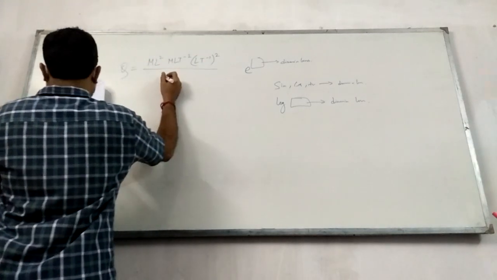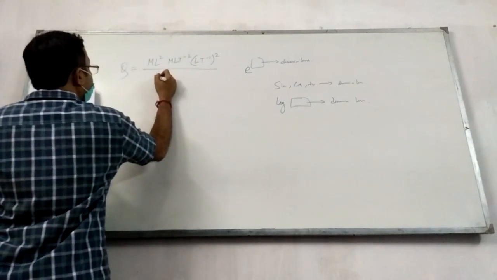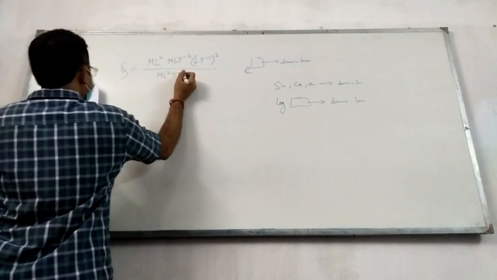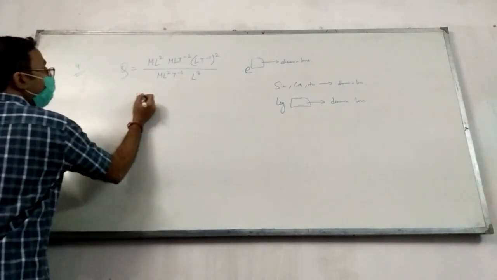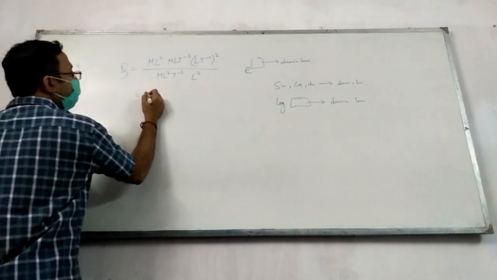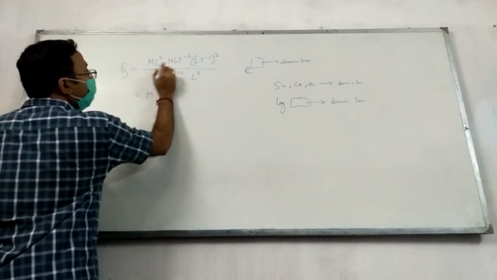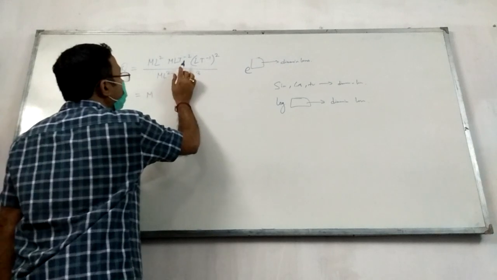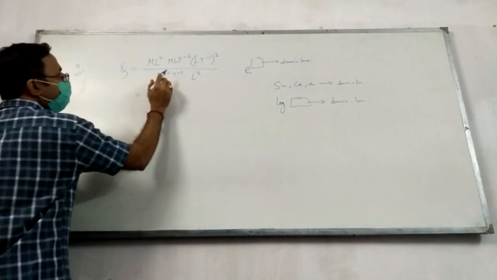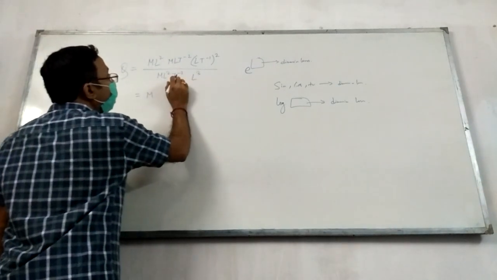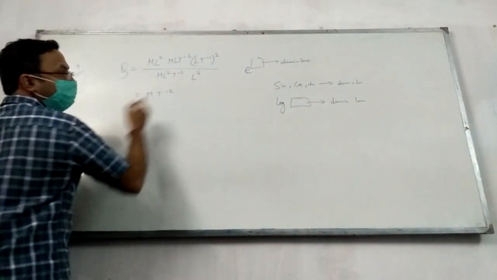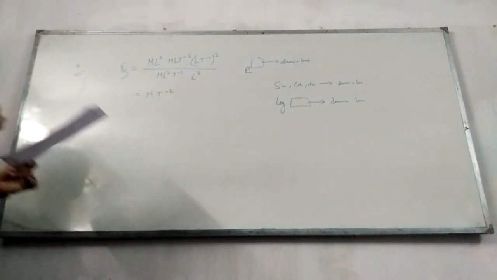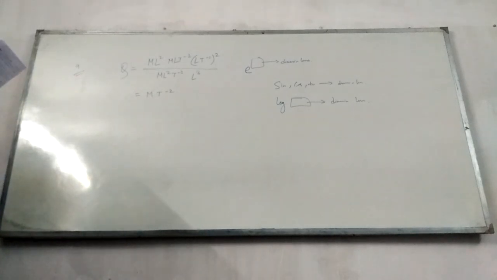Divided by, and w is what? M L square to the power minus 2 and L cube, length cube. So what happens? One M cancels, M remains, L square, L to the power 5, L to the power 5 cancels out, T minus 2 upstairs, minus 4, meaning L to the power minus 5. So T to the power minus 2.